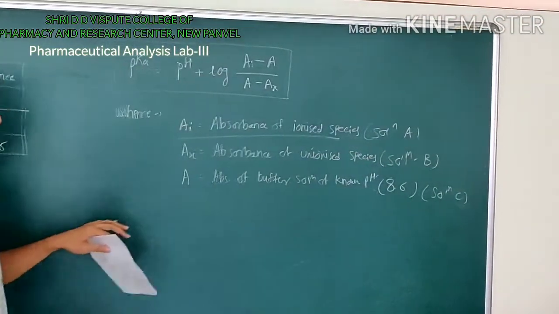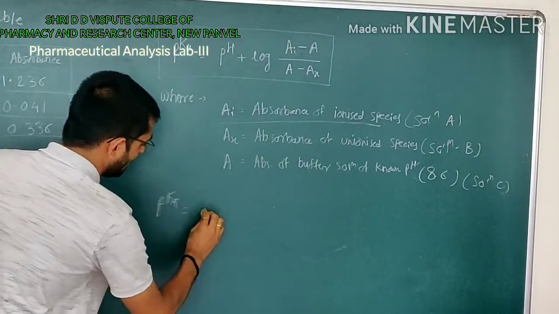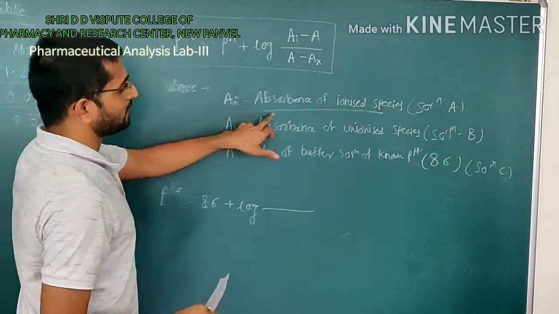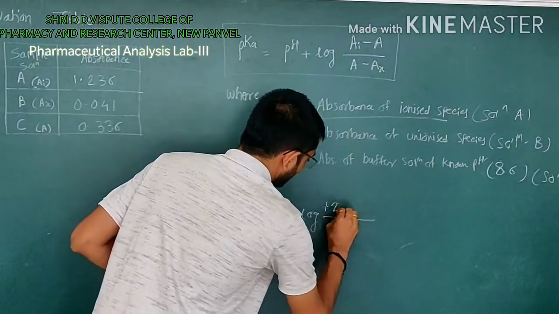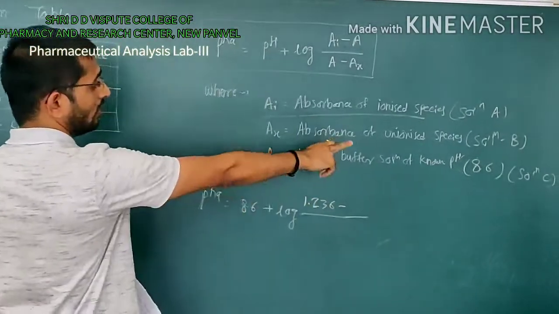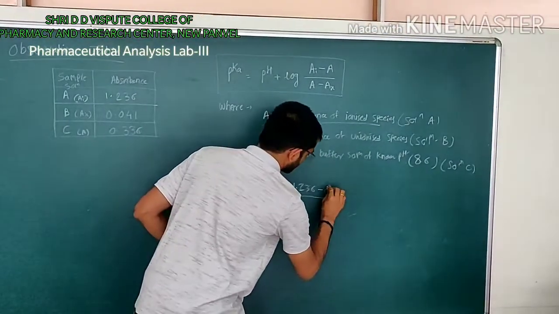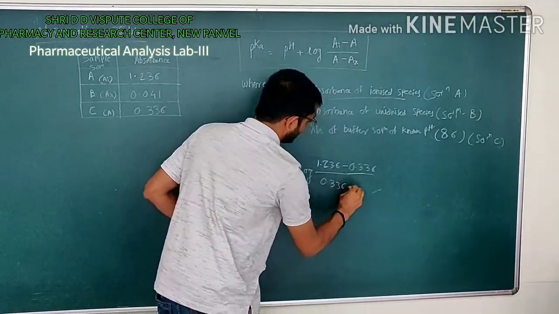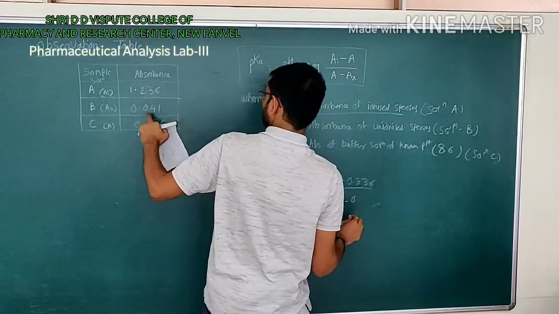Now calculate the pKa value by putting in the values. The pH is 8.6 plus log of AI, the absorbance of the ionized species, which is solution A, 1.236, minus capital A, the absorbance of the buffer solution, solution C, 0.336, upon 0.336 minus AU. AU is the absorbance of solution B, the unionized species, 0.041.